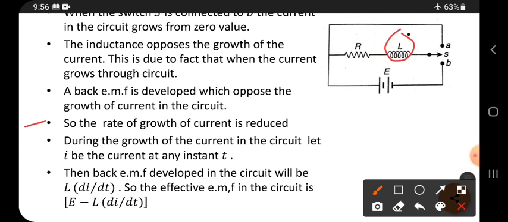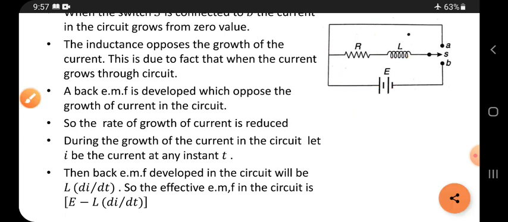So the rate of growth of current is reduced. Rate of growth of current means with respect to time; as the time increases, the current slowly grows. That is the meaning of rate of growth of current. During the growth of current in the circuit, let I be the current at any instant. While the current is flowing, let that be the current I.